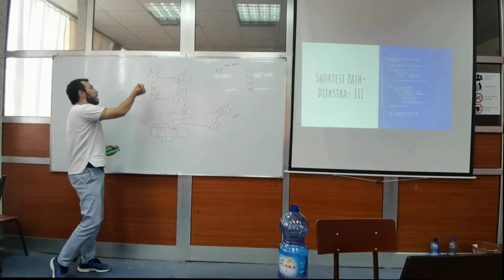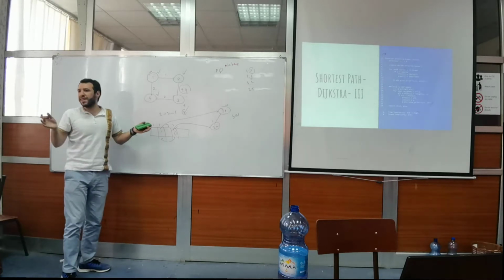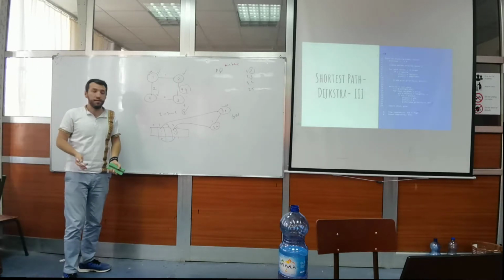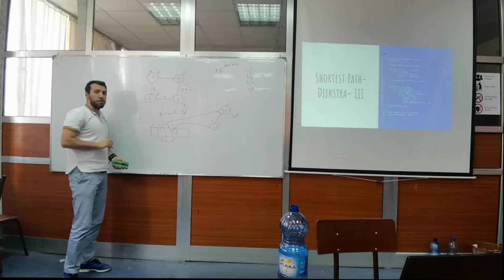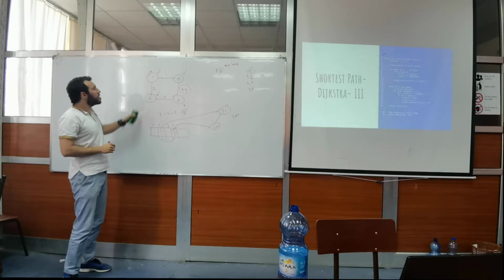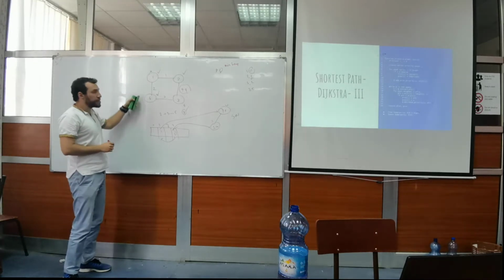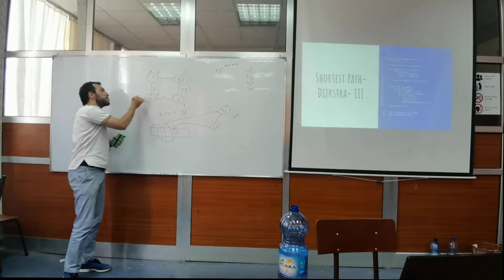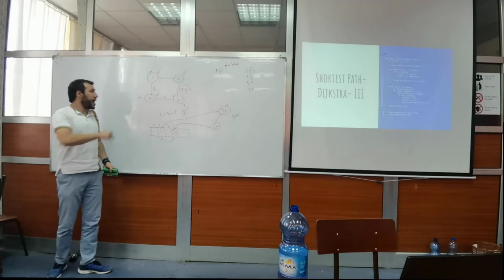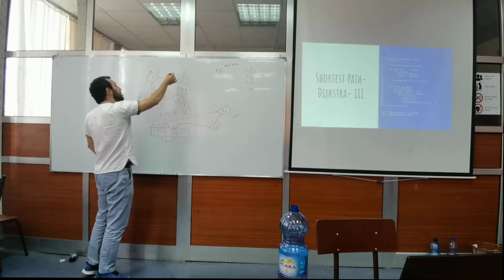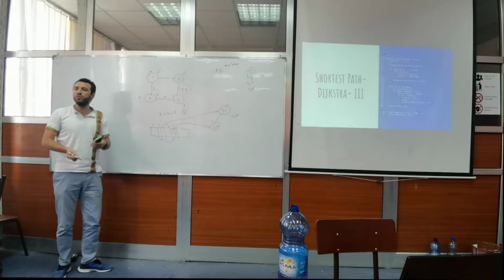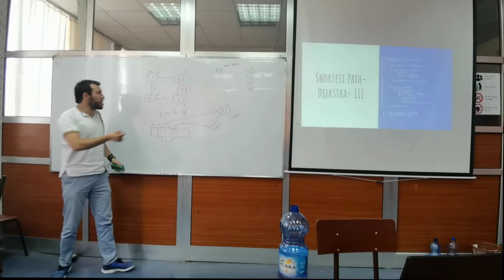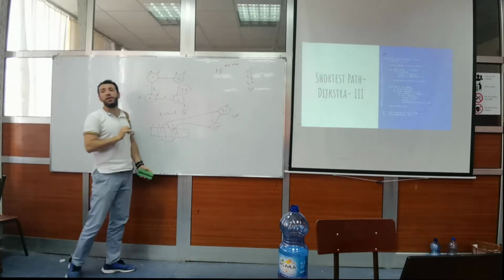Meaning, I start from 1. 1 doesn't have any previous node because that's the start point. So, 4. The shortest path from 1 to 4 is the direct edge, right? Therefore, the previous of 4 is going to be 1. And for 2, it's the same thing. The shortest path to 2 from 1 is the direct edge. Therefore, the previous node for 2 is going to be 1.